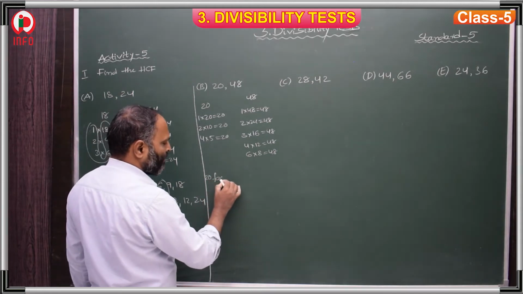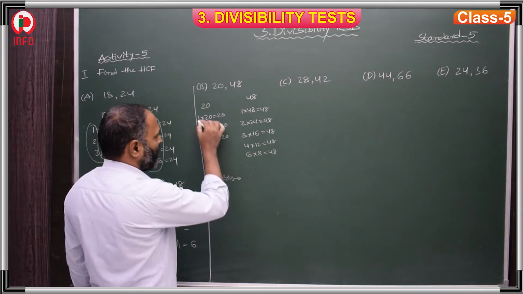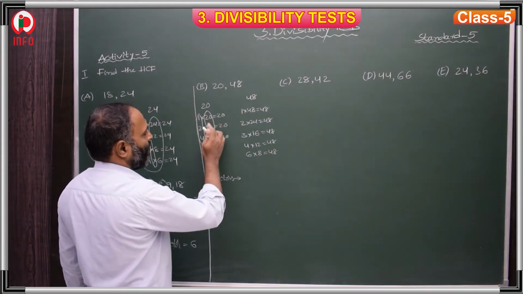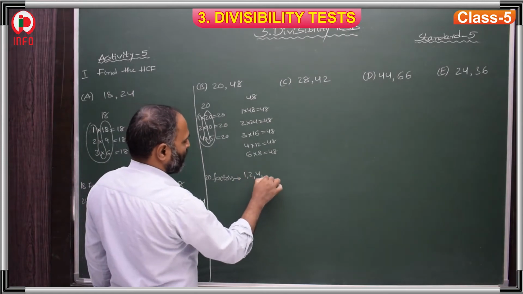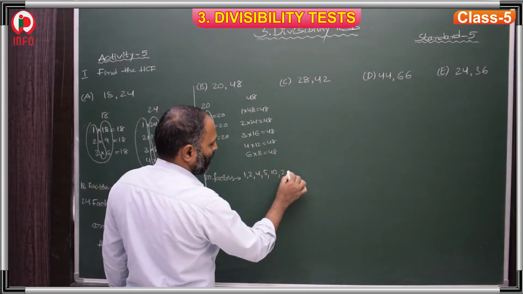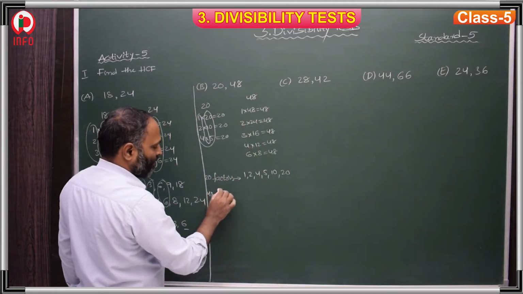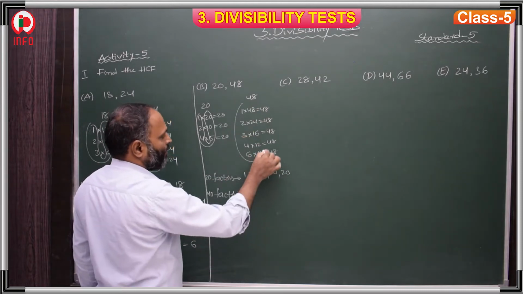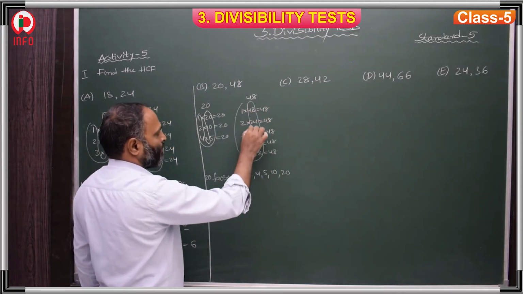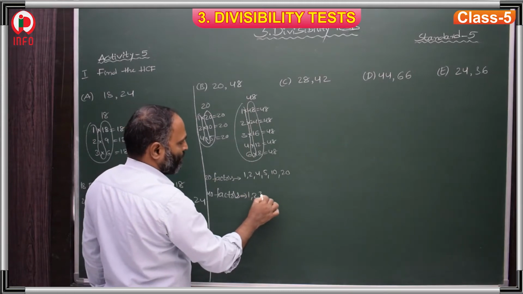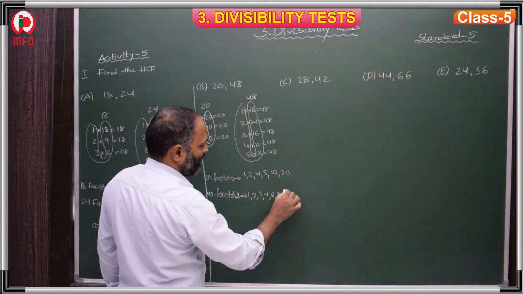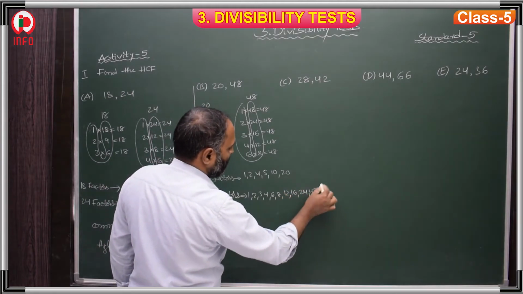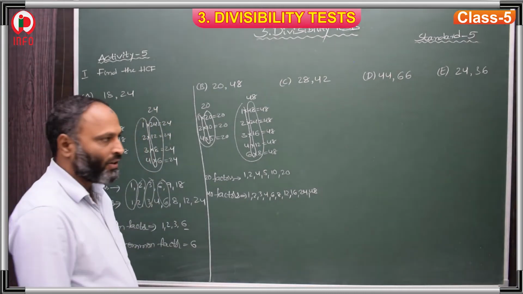What are the 20 factors in U shape? 1, 2, 4, 5, 10, 20. Next, the 48 factors in U shape: 1, 2, 3, 4, 6, 8, 12, 16, 24, 48. Now you take the common factors.